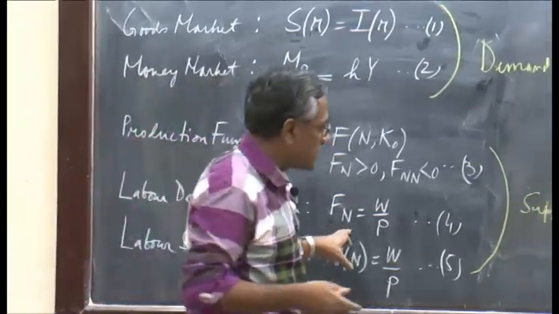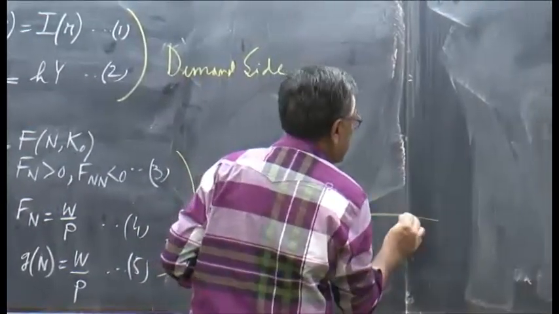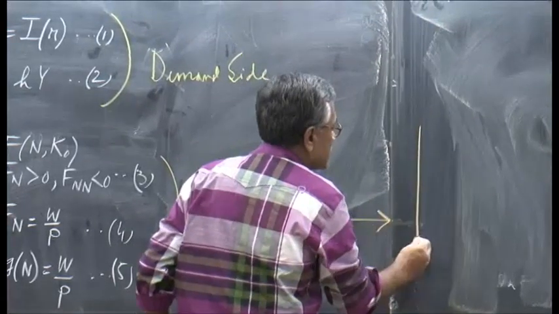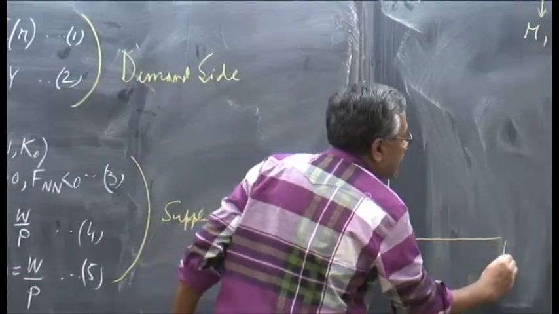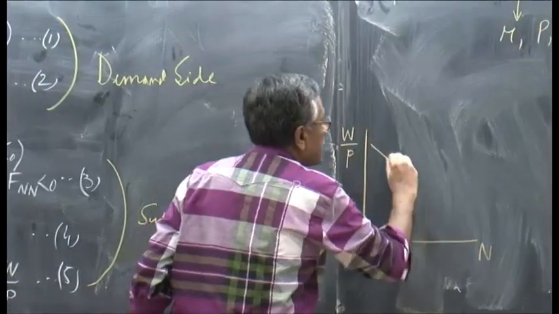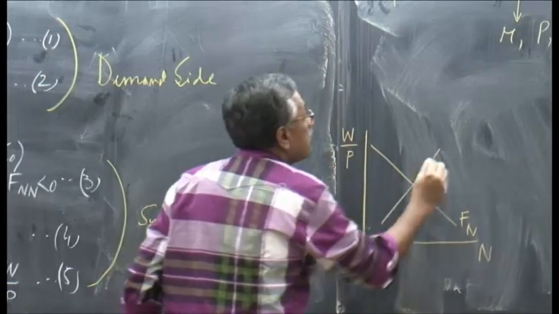So this part, if I draw a diagram, what will the diagram be? It's a very simple diagram. It is saying I have N value here, W over P here, a labor demand function Fn, and a labor supply function Gn.